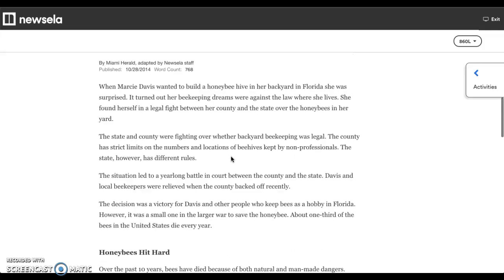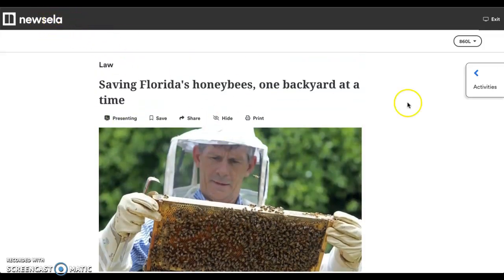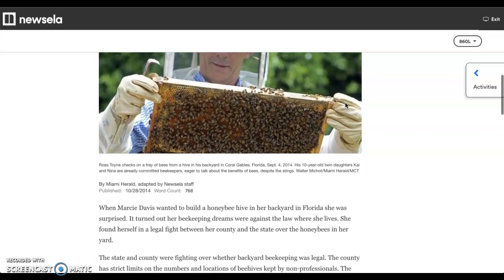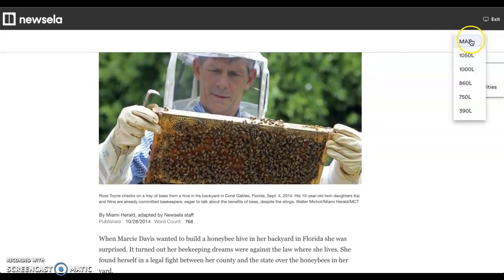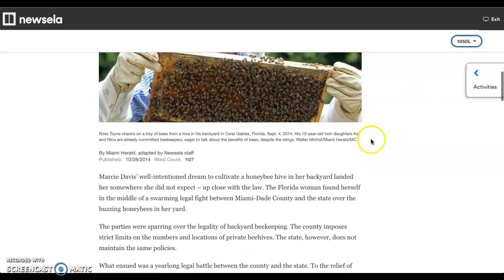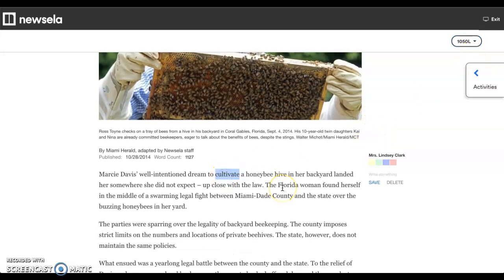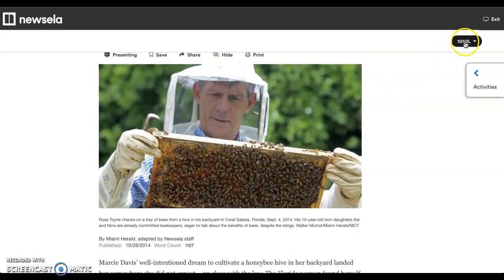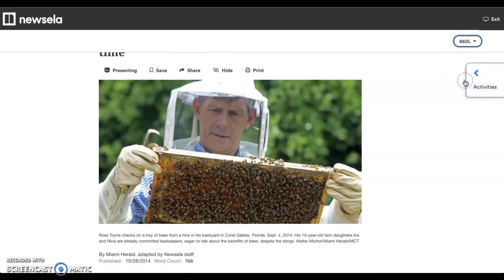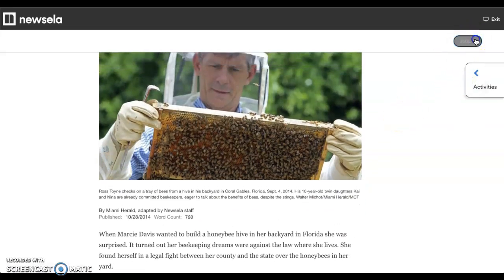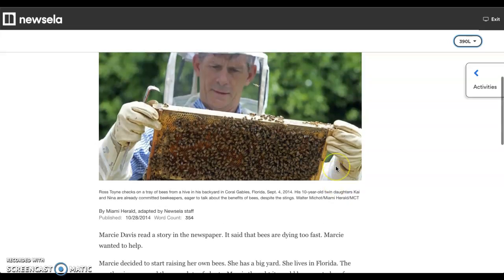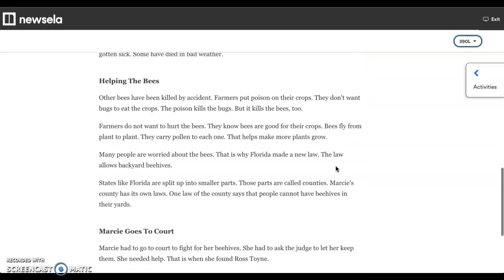Now remember, the really cool thing about News ELA is that in this corner here, you can change the level. So if you're reading and you're feeling like, ooh, this is a little too easy for me, I'm going to challenge myself and go to a higher level. It just changes some of these words, like, look at cultivate. Ooh, one of my reading groups talked about that word. So it uses higher level vocabulary. Or if you're finding this 860 level to be a little bit tough, then you can always go down a level. Okay, you can go to 750. This is around a 4th grade level, and then 390. I think that might be a little bit too easy, but go ahead and try it.